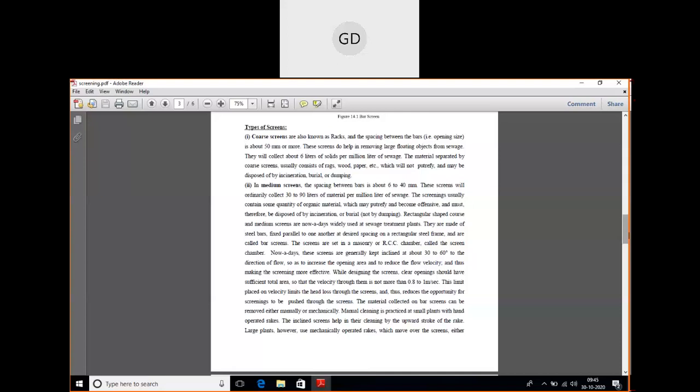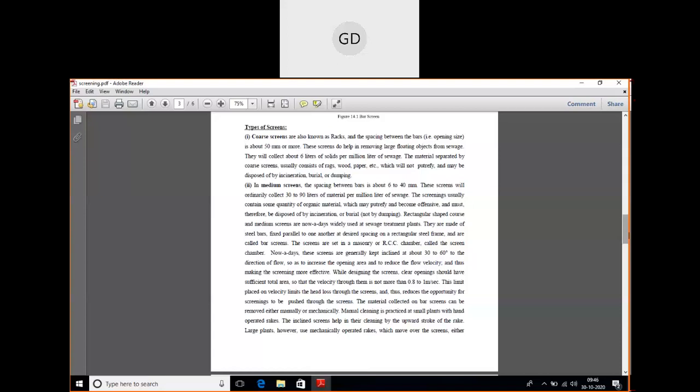Okay, so here 30 to 90. All these things, note them down in your copy later, these important lines. No need to write everything that is given in this material. You just point out some important lines and write them in your copy. So it collects 30 to 90 liters of material per million liters of sewage.